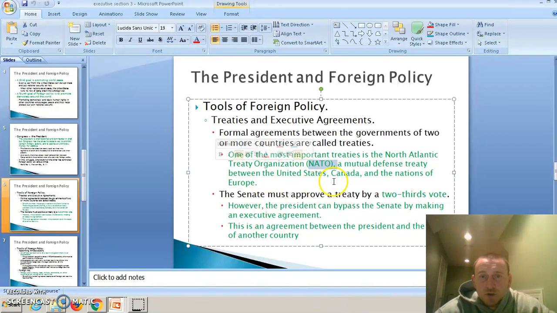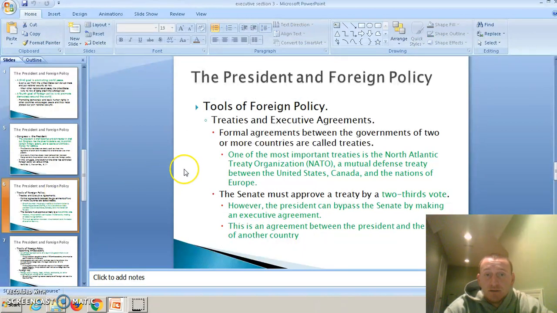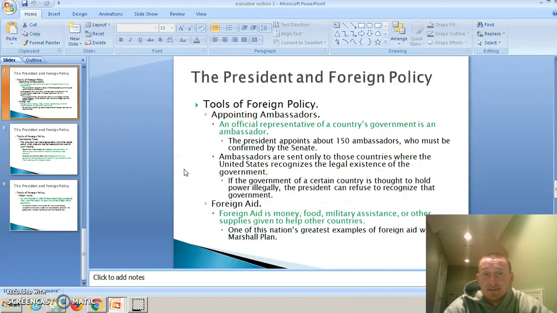The Senate must approve a treaty by a 2/3 vote. That's 66% for you math majors. However, the president can bypass the Senate by making what we call an executive agreement. That is huge. The president can meet with another leader of another country and make an executive agreement. So if he doesn't want to hear what the Senate's got to say, he can skip them and sign it.